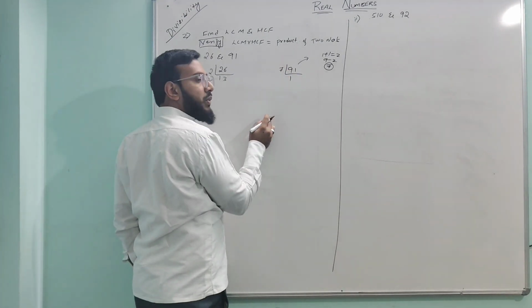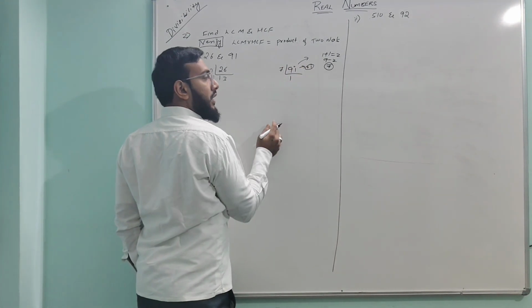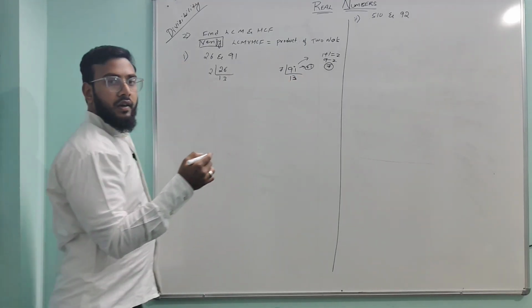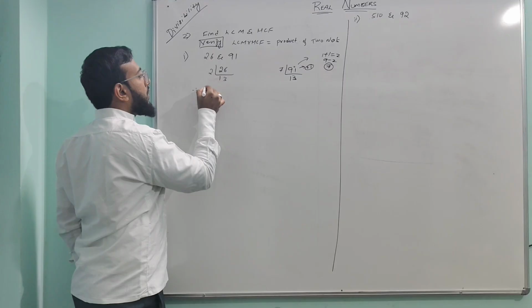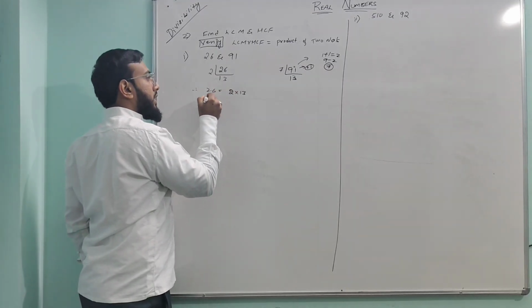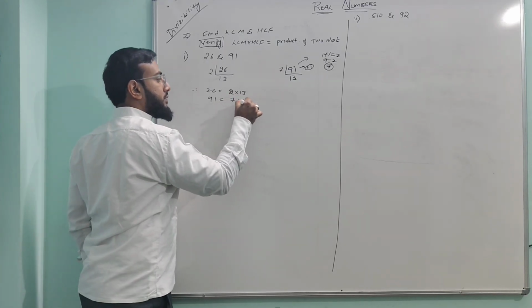7 ones are 7. How much is remaining? 9 minus 7 is 2. Put it before the 1, this became 21. 7 threes are 21. Now what are the factors? Therefore 26 is equal to 2 into 13 and 91 is equal to 7 into 13.